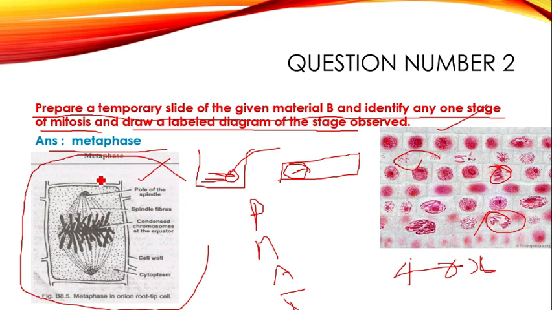How have I identified metaphase here? If you see metaphase, the chromosomes are present at the center. Based on this we can identify the given stage. Then we have to draw the diagram of that particular stage. No need to write only metaphase; you can write prophase, or anaphase, or telophase also. Whichever stage you have observed properly, that stage diagram you can draw. Here also, for preparation of the slide 3 marks, and for drawing the labelled diagram 2 marks. That is question number 2.